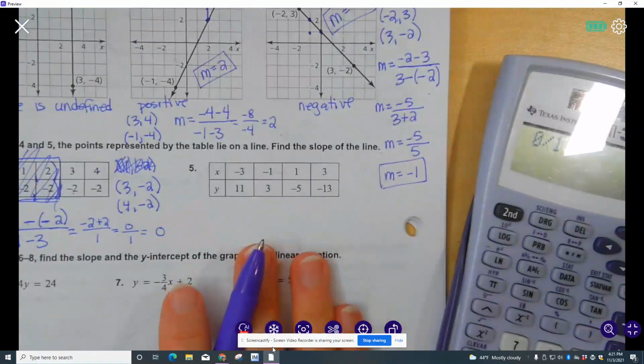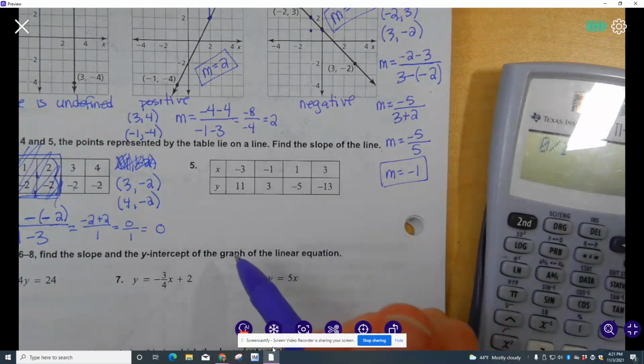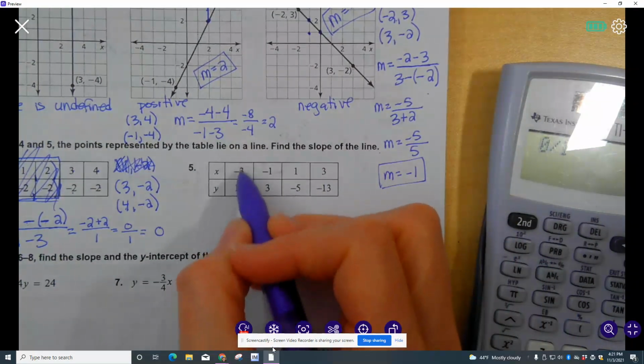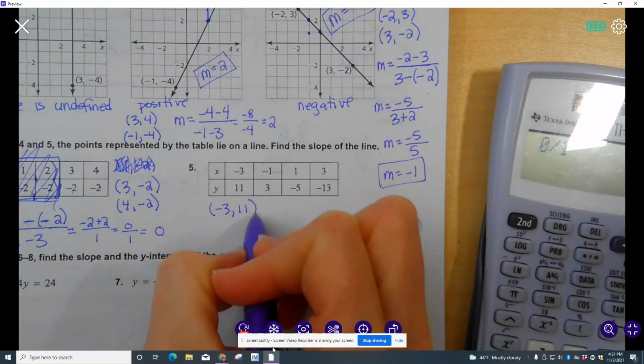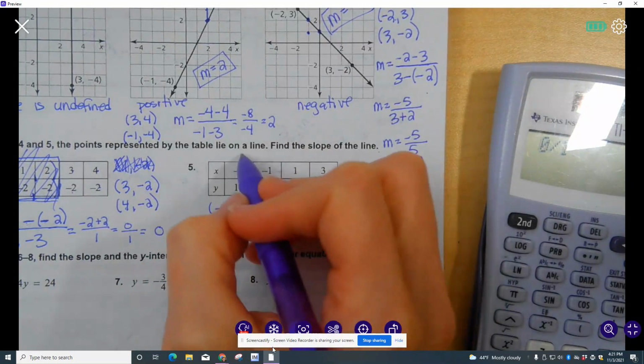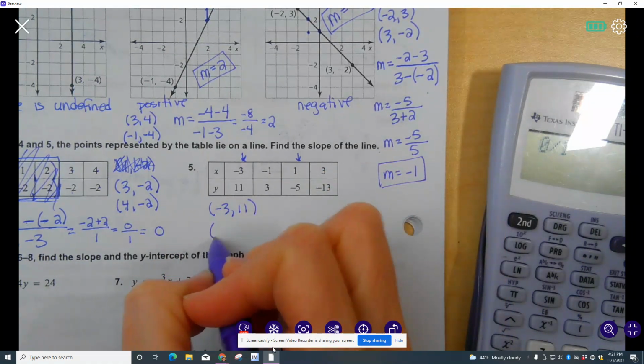All right, let's try another one. So let's pick 2 points. It doesn't matter which 2 points we pick. We can pick any 2 points. I'll start with this one, negative 3 comma 11. And then how about this one? X is 1, Y is negative 5.